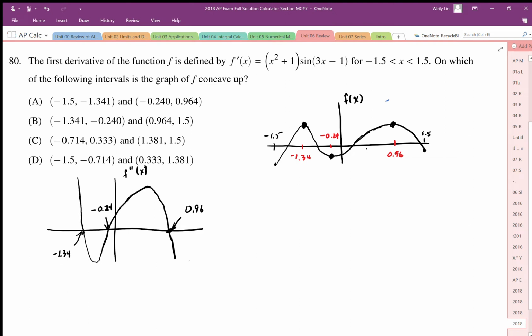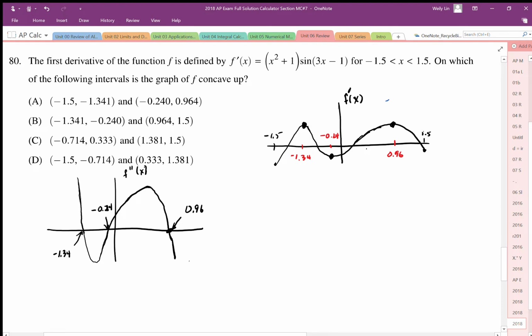In question number 80, it says the first derivative of function f, f prime, is given by x squared plus 1 times sine of 3x minus 1. And it asks for which intervals the graph is concave up. We're talking about the graph of f, so we want to know what's happening in the second derivative in terms of concavity. But we could also analyze this problem based on the first derivative.